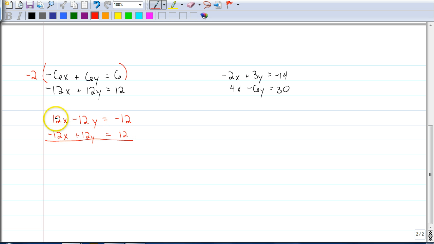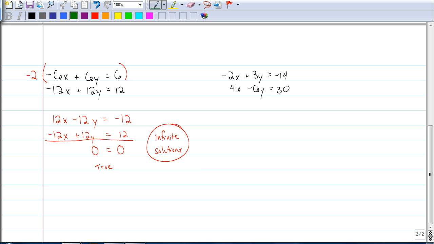Now notice they're all opposites, so when I add them together, 12x plus negative 12x is 0. Negative 12y plus 12y, well that's 0. And negative 12 plus 12, well that's 0. That does not mean that x equals 0 and y equals 0. What this means is that the variables cancel each other out and we're left with a true statement. When the variables are gone and we're left with a true statement, it means that we have infinite solutions. So that would be your answer for this particular problem.